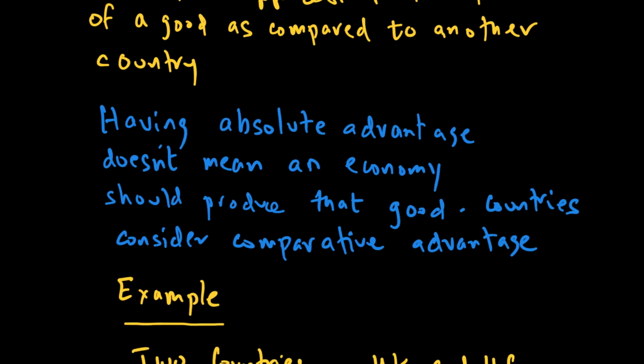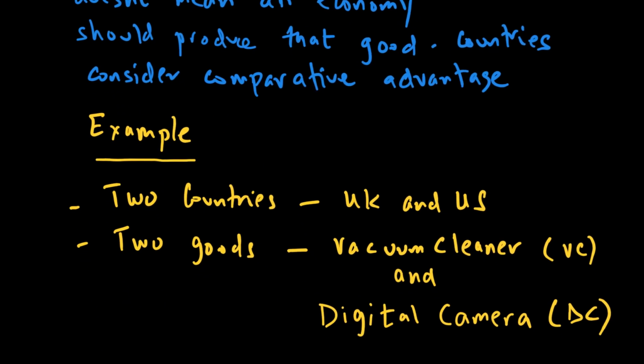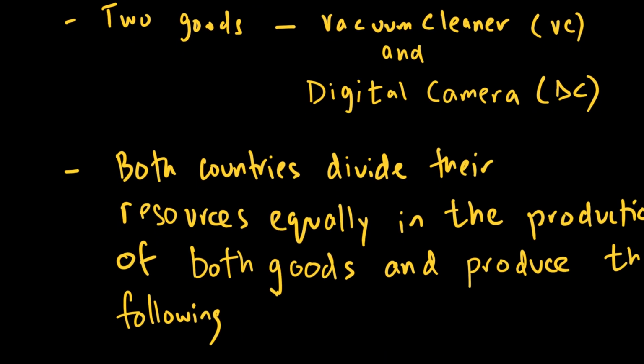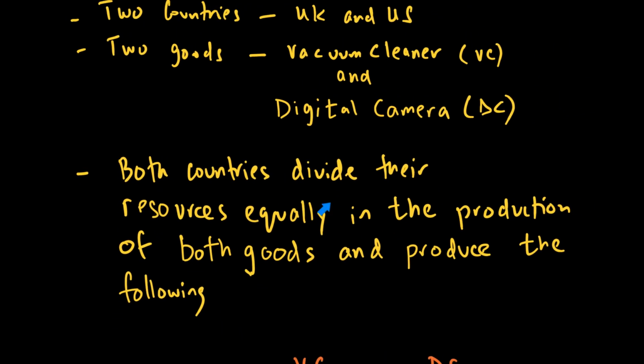I have an example here where, let's say, we have two countries, the UK and the US, and right now they are producing two goods, vacuum cleaner and digital camera. So there are only two goods out there, and only two countries out there. In this two countries, two goods analysis, let's say the UK and US are right now not specializing, and both countries are dividing their resources equally in the production of both goods. So half of land, labor, capital and enterprise is going into vacuum cleaner, and similarly half of the resources are going into digital camera for both countries, UK and US.